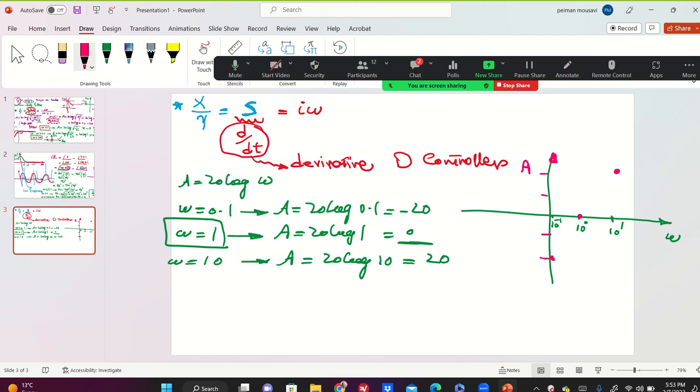So you see, unlike the low pass filter and high pass filter, it is what? A straight line. Your decontroller is a straight line.